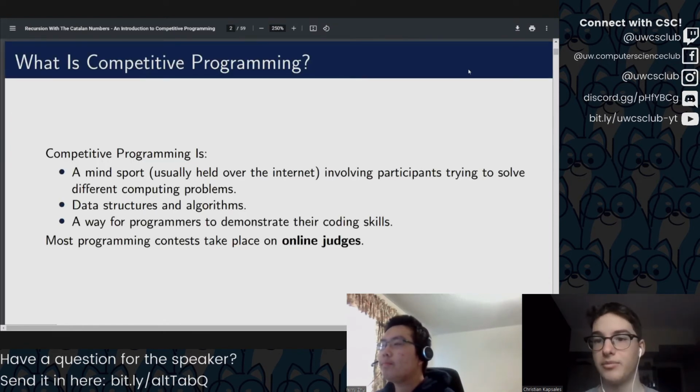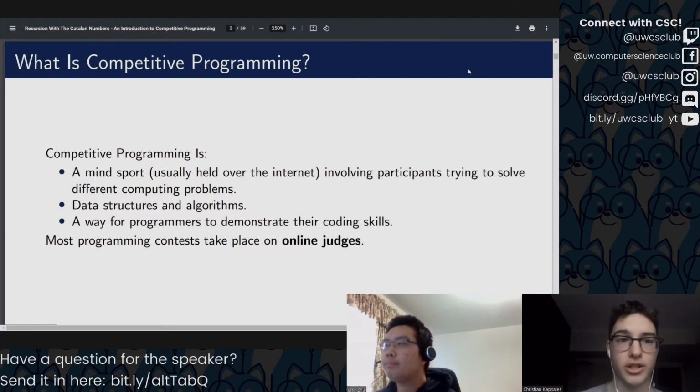So what is competitive programming? Competitive programming is a mind sport, which is usually held over the internet, involving participants trying to solve different computing problems. These problems vary from different data structures and algorithms. Competitive programming is also a great way for programmers to demonstrate their coding skills. Most programming contests take place on online judges.